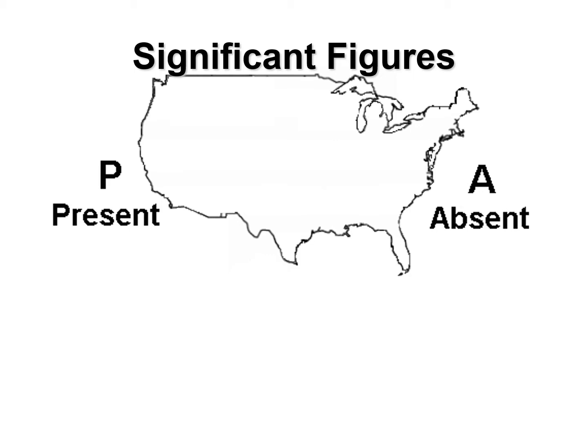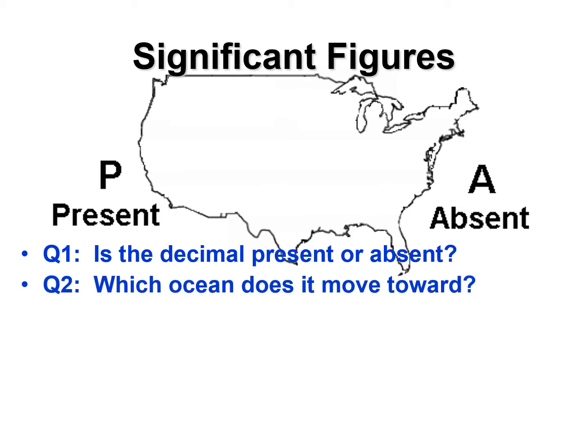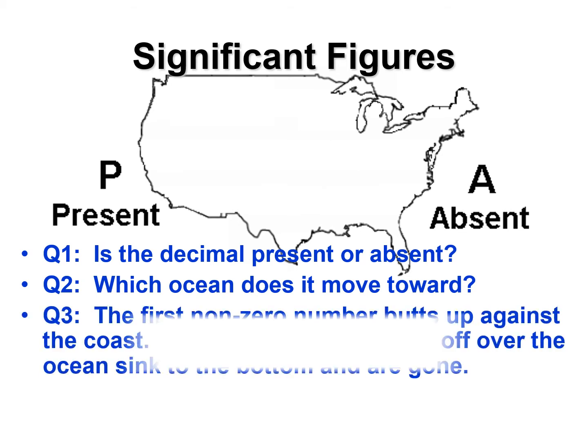Now, what's the purpose of those? We'll get to that. We're going to ask 4 questions when we get to a number in order to determine the significant figures. First of all, is the decimal point present or absent? If the decimal point is present, we're going to move that number from the center of the United States over towards the Pacific Ocean. If the decimal point is absent, we're going to move it towards the Atlantic. So that answers that question. Which way does it move? Does it move towards the Pacific or the Atlantic based on the decimal point being present or absent?